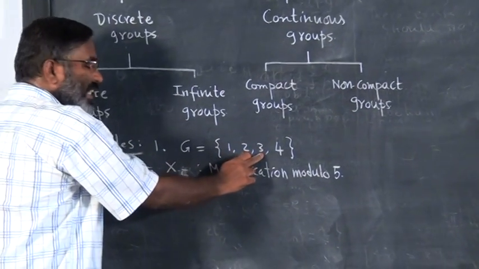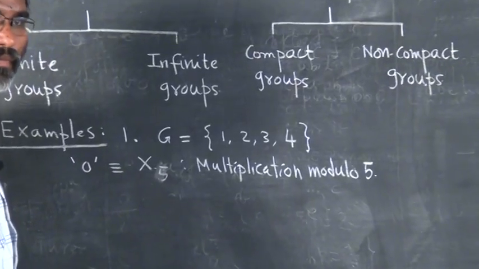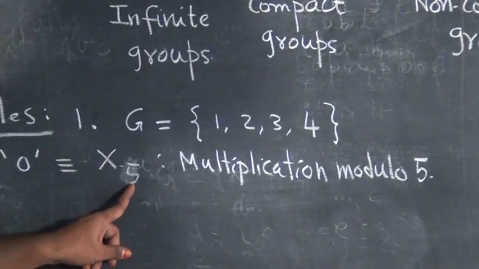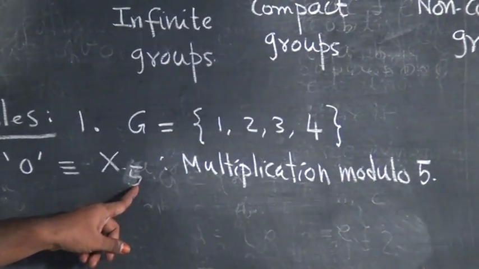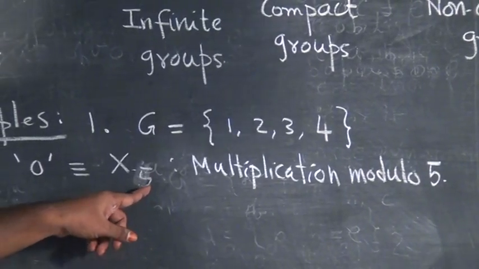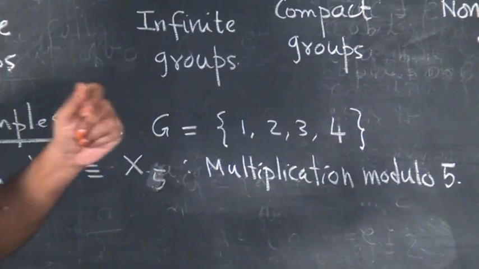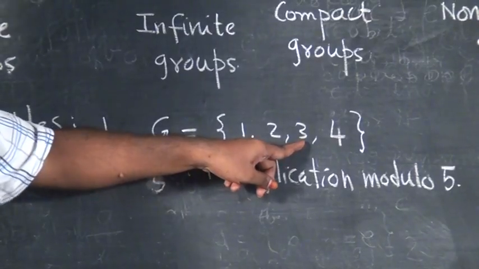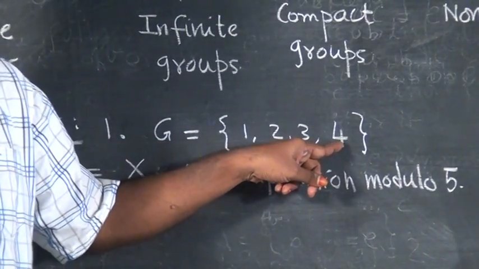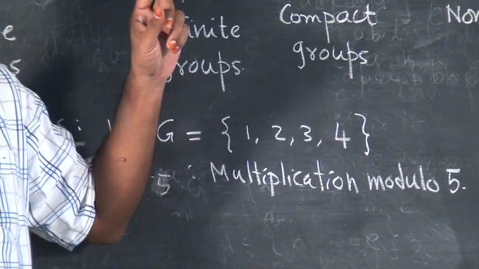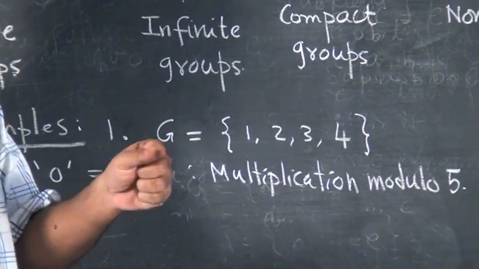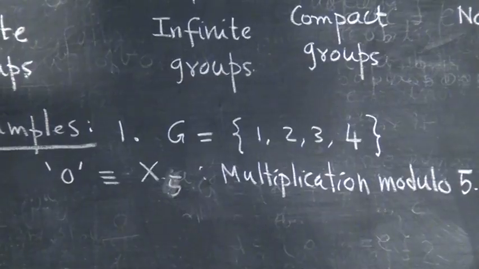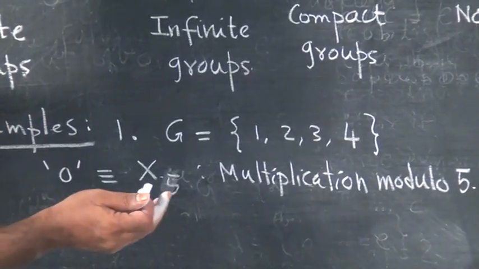If I multiply 3 with 3, I will get 9. But 9 is not an element of this set. When I say 9 modulo 5, I must divide 9 by 5 and take the remainder. That remainder is the answer. So 9 becomes 4. 4 into 4 is 16, and what is that element? 1, because 16 minus 15 is 1. So this is an example of which category? Finite group, because the order of the group is 4.